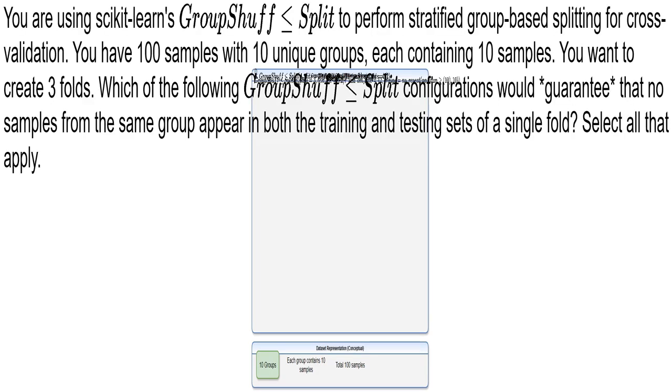This sets the stage. We are given 100 samples divided into 10 groups of 10 samples each. The goal is to find the GroupShuffleSplit settings that guarantee no group mixing across train and test sets per fold. Note the keywords: guarantee, no samples from the same group. This emphasizes the need for a configuration that leaves no room for chance and always avoids intermixing.